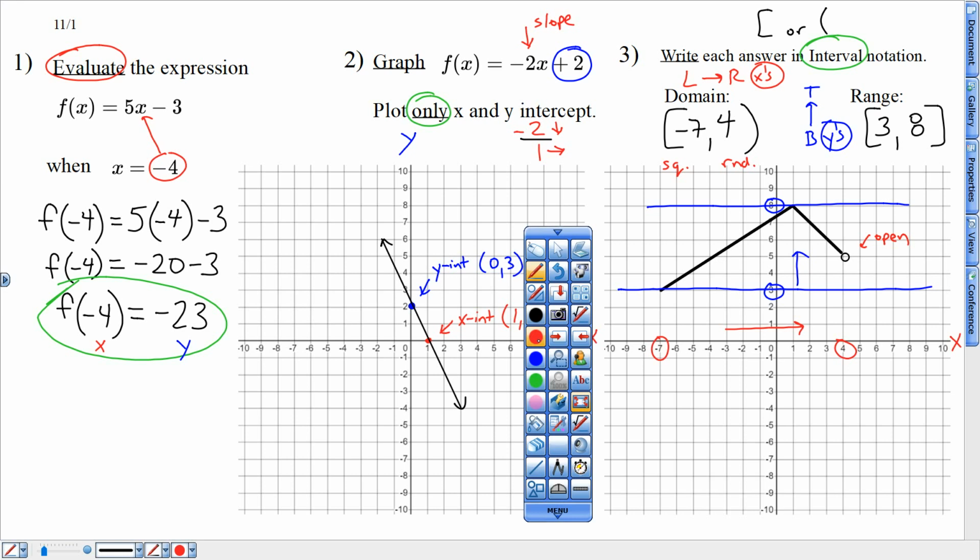And again, I messed up on that one. Let's do that one again. For my range, definitely a little harder on this one.